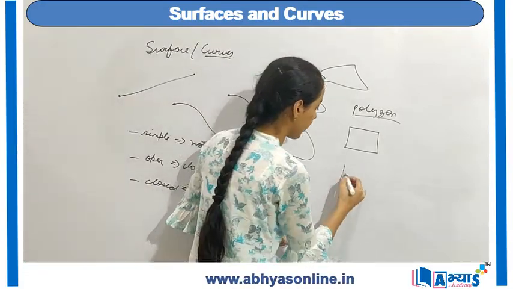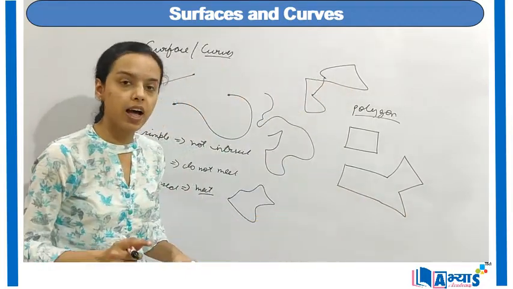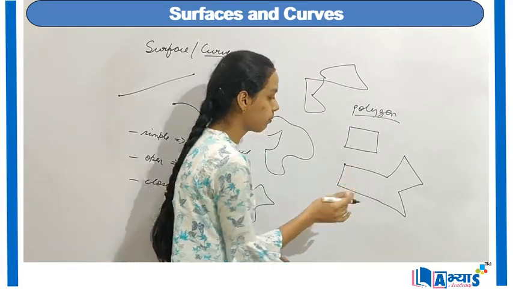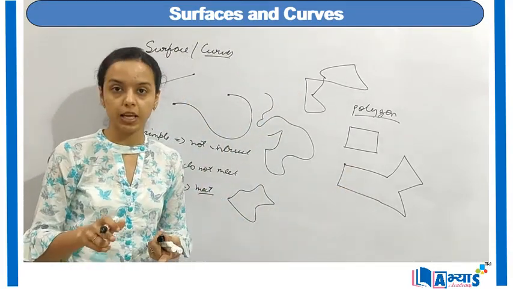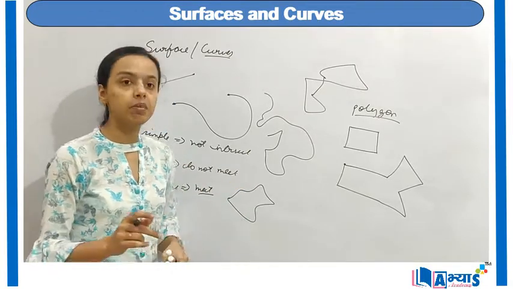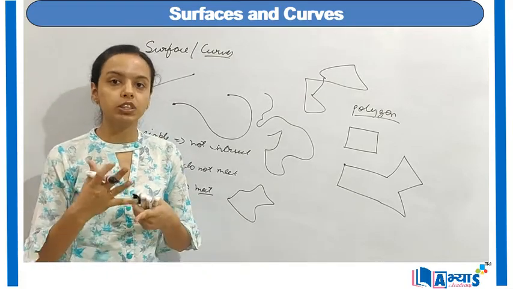Like if I am drawing like this, now in this case I am only using the various line segments, and my starting point and the ending point is the same. That means it is the case of a polygon. So polygon means it is made up of only line segments and it is a closed figure.